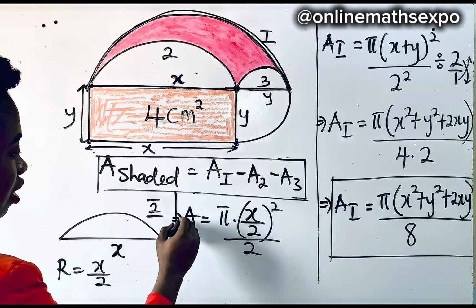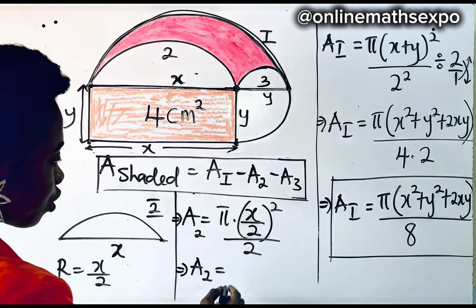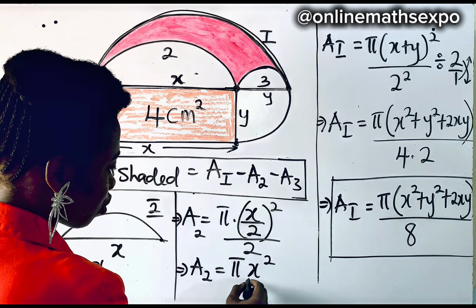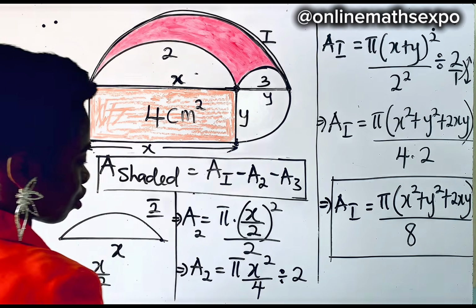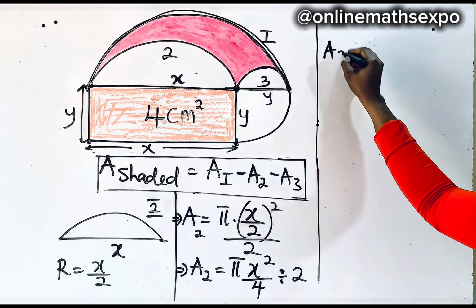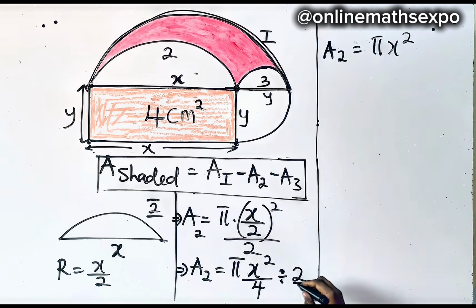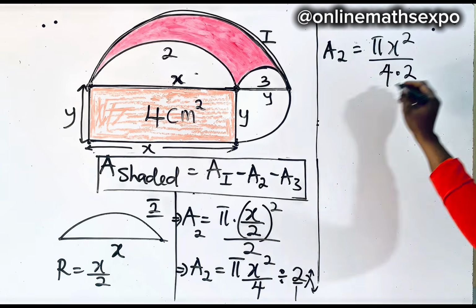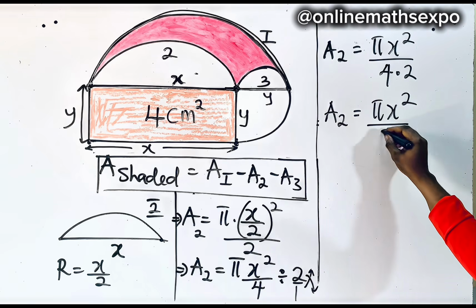Now, if you simplify that, the area of the second half is going to give us π, then x² will be squared, then this will be 4. Division sign, this is what you have, divided by 2. Keep simplifying. Area of the second will be πx². This is over 1, so reverse this. And it's going to give us divided by 4 times 2. So the area of the second would be πx² divided by 8.